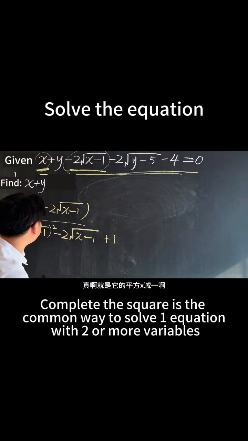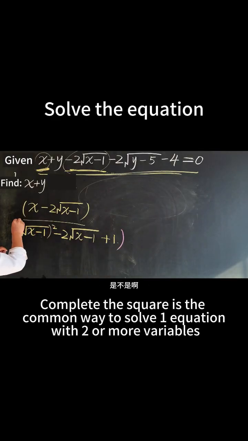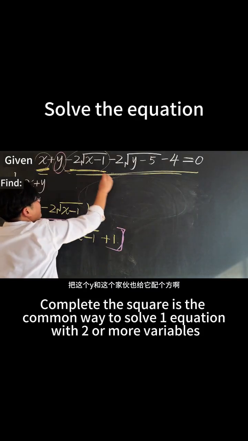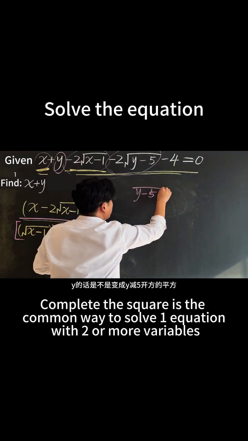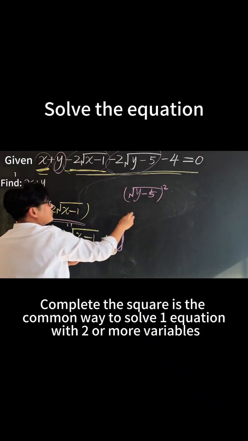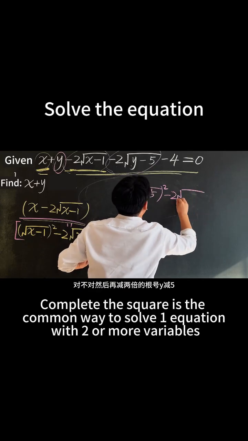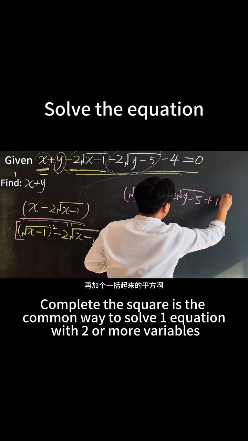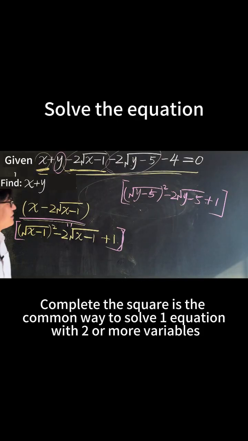Right? Be careful when you submit your answer. It's the square of the square root of x minus 1. Here, this subtracts 1 and this adds 1, so it balances out, right? This expression is exactly equal to that, no problem. Now let's complete the square for y and this part as well. For y, it becomes the square of the square root of y minus 5, right? Then what you need to do next is subtract 2 times the square root of y minus 5, and then add 1. The squared term in parentheses. All right, is there any problem with that?